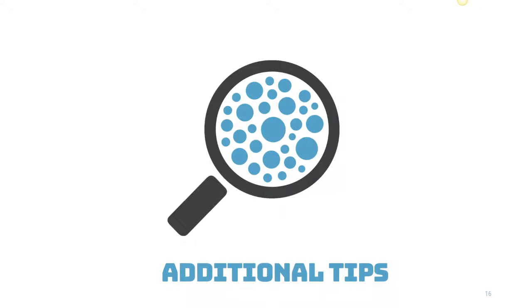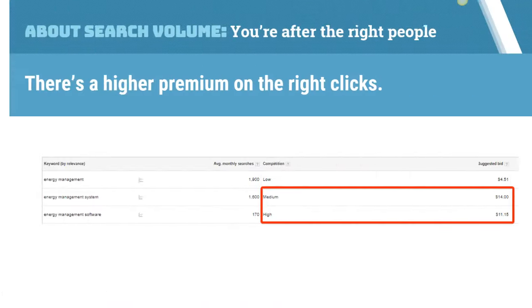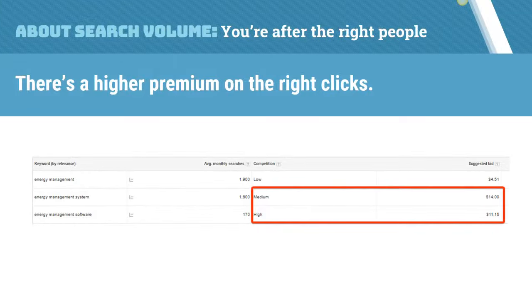So now you've got a great idea of how to choose keywords. Here are some additional tips to take with you. When it comes to search volume, just remember you're after the right people. There's a higher premium on the right clicks. Even though your volume is going to be lower on those long tail phrases, the reason these cost more and the competition's higher is because of that intent. These are the right people searching for products and services. Don't shy away from it just because it's higher competition, higher bid. Just do a really good job and compete well there, because those are the people you're after.